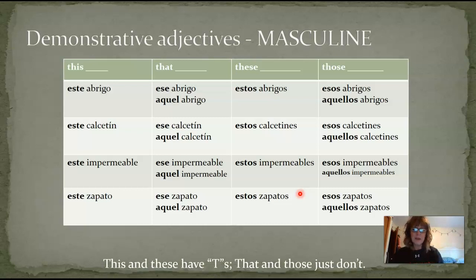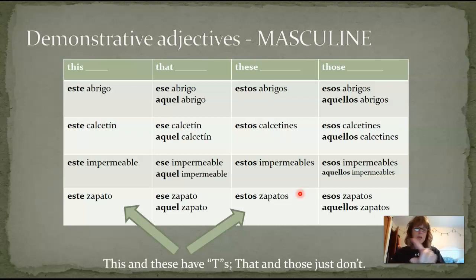So I have a little phrase that may help you. This and these have T's. Do you see it? The this word and the these word. This and these have T's. That and those just don't. Same word, you're just going to remove the T from that. Another student told me that they remember this by saying to themselves that if it's this or these, it's close to you, close enough, in fact, that you can touch it, the T. But if it's those, you can't touch it. There's no T in that. I don't know, that was really helpful for that person. Whatever is helpful for you.